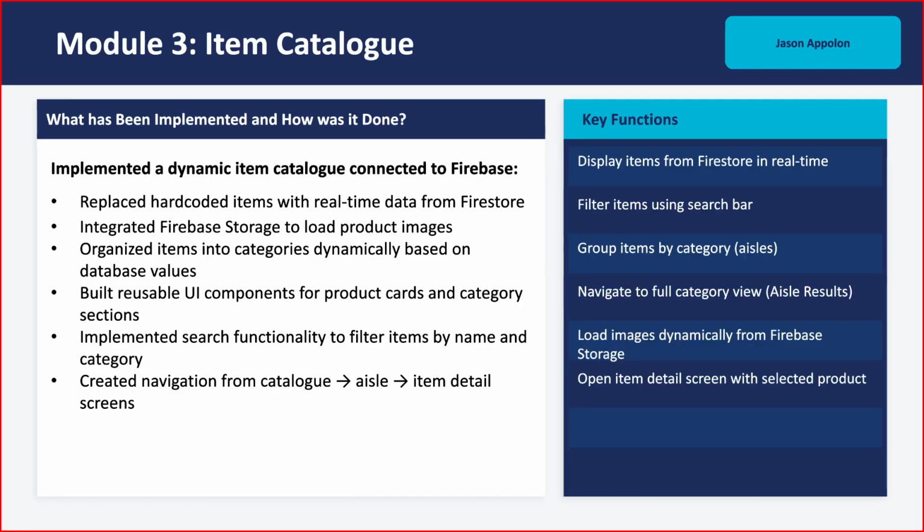For this module, we built an item catalog connected to Firebase. Everything pulls in real time from Firestore. We also integrated Firebase storage so product images load dynamically and items are organized into categories based on the database. In terms of functionality, users can search and filter items easily, browse by category, and navigate between catalog, aisle, and item detail screen. Overall, this module focuses on making the catalog fully dynamic, interactive, and connected to real data.